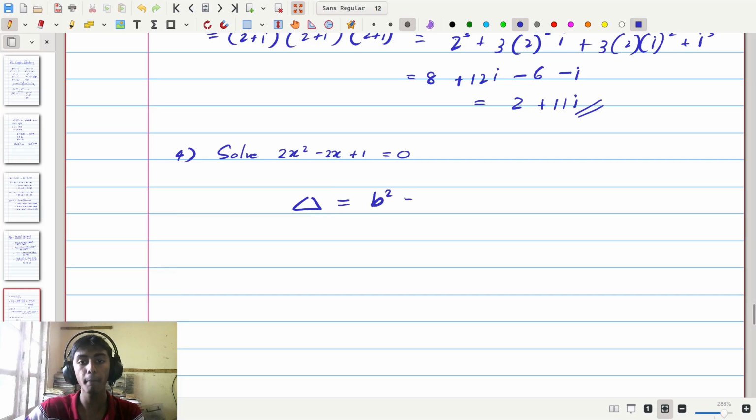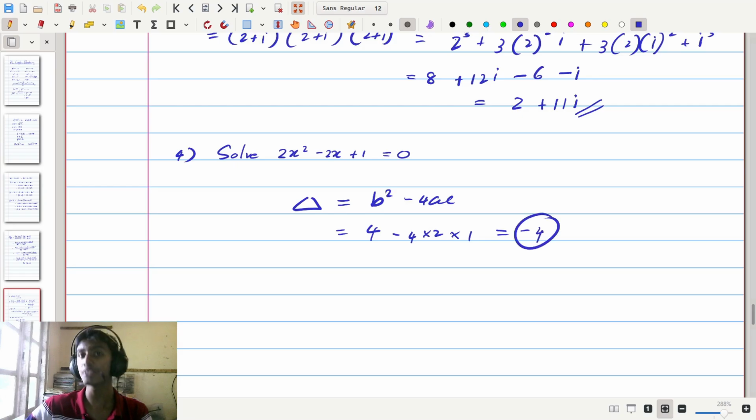b squared minus 4ac. Now considering this equation here, if it's of the form ax squared plus bx plus c, then a is going to be 2, b is going to be negative 2, and c is going to be 1. Substituting those into here, b being negative 2 means b squared is equal to 4, and then minus 4 a is equal to 2 here, so times 2, times c is equal to 1, so times 1. If we simplify this down, we can see we have 4 minus 8, which is going to be minus 4.